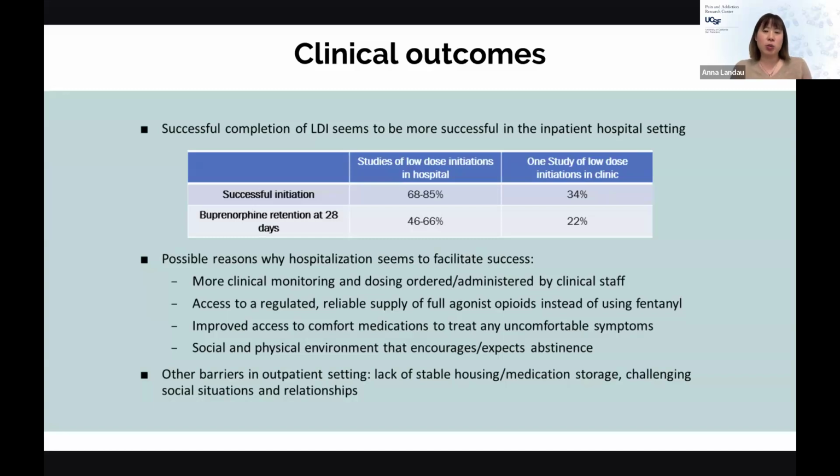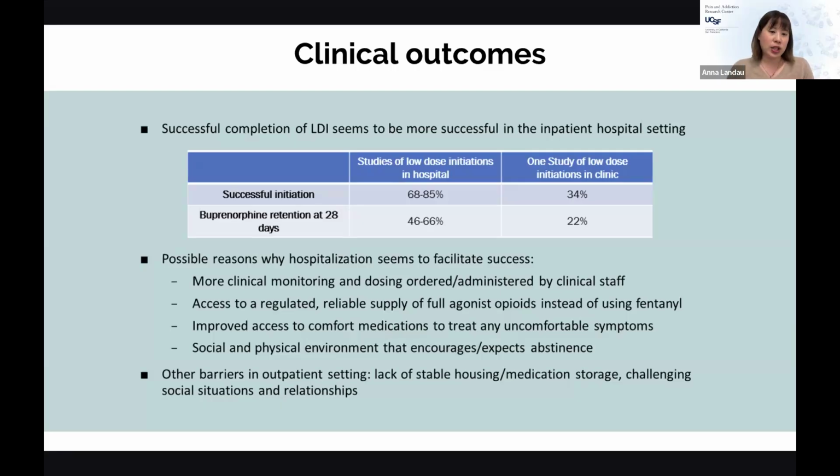We're not sure why, but it seems like the hospital may be a much more controlled setting. They have a much more predictable supply of opioids. They're using hydromorphone and oxycodone instead of street fentanyl. So many different factors may be at play. Also, the social and physical environment of the hospital encourages and expects abstinence, whereas someone who is unhoused or living in an SRO, surrounded by drug use, may not have that. This difference in setting may be impacting our rates of success.